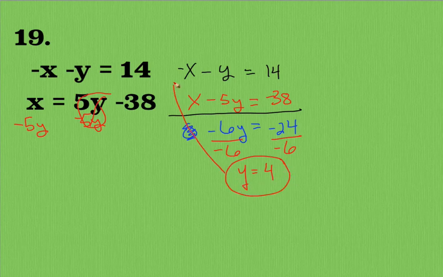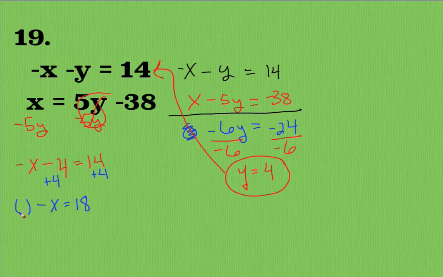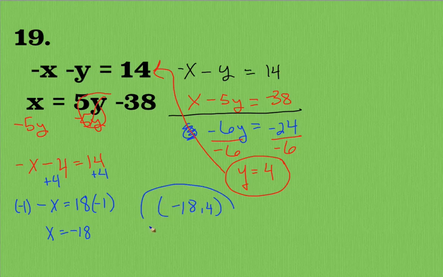Now I can plug my y in. I'll plug it into this top one. Okay, so I have negative x minus 4 equals 14. Okay, so I want to add my 4 to get rid of it on one side. That leaves me with a brand new equation of 18. I want to get rid of that minus sign. So minus times a minus is a positive. That leaves me positive x with negative 18. And this is the answer to this particular systems of equations right there for number 19. Okay, negative 18 and 4.